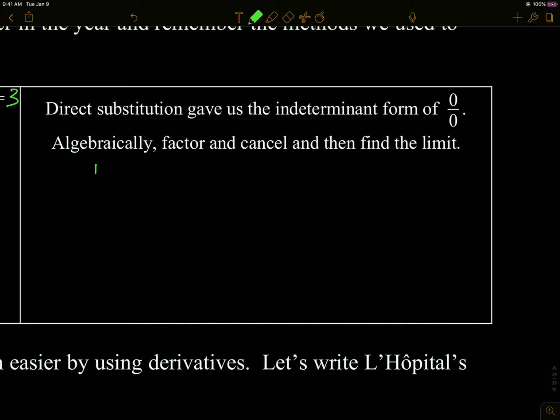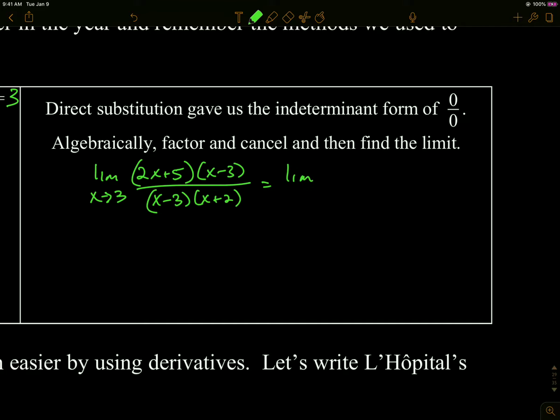So then when we factor, we can do some algebra to solve, right? So it factors into this. We can simplify to get our agreeable function, which is now 2x plus 5 over x plus 2. And we plug 3 into that, and we can get our answer. So we get 11 over 5. So that's the long way to do it.